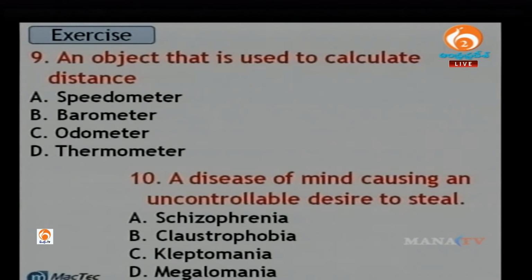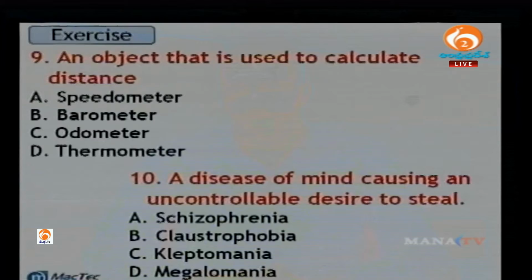Number 10, a disease of mind causing an uncontrollable desire to steal. There are a lot of people who are pretty rich, pretty well to do, but still they have this problem of stealing stuff. It's a mental disease. What do you call that mental disease? The options are option A, schizophrenia, option B, claustrophobia, option C, kleptomania, option D, megalomania.